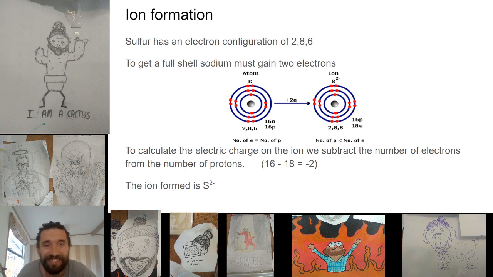And that means it's got 2 more negative electrons than positive protons, so it has a charge of -2. And the way we write the symbol for the ion now is S for sulfur and a little 2 minus.